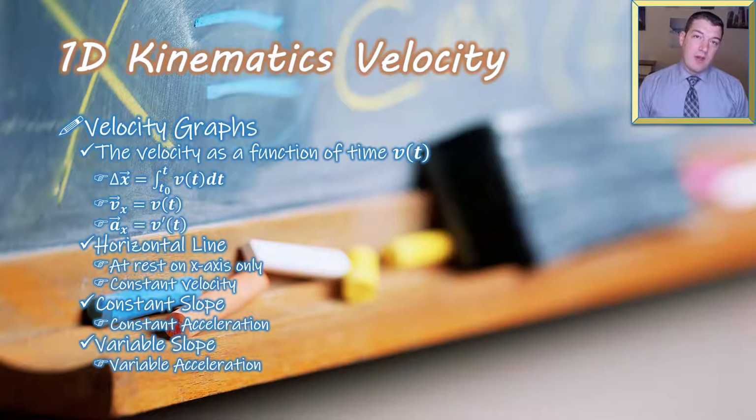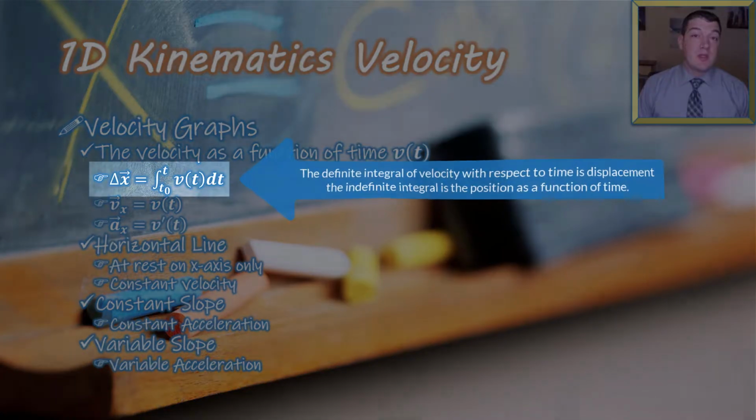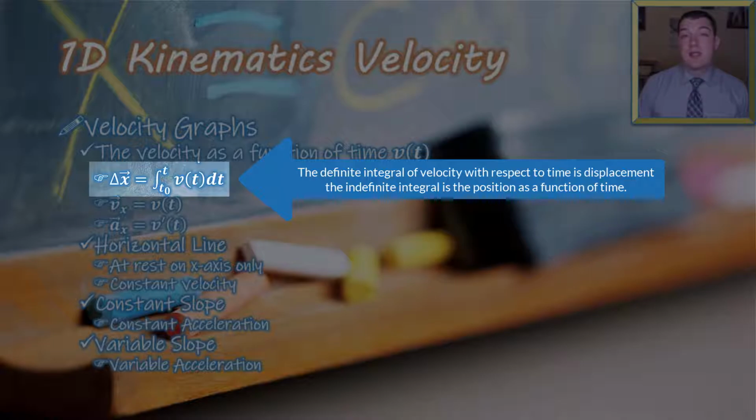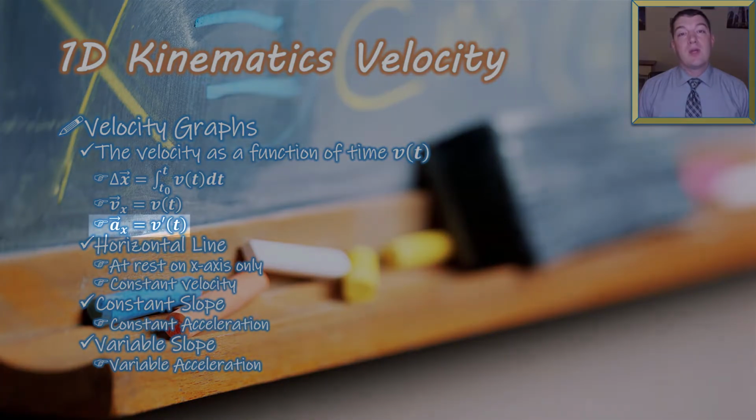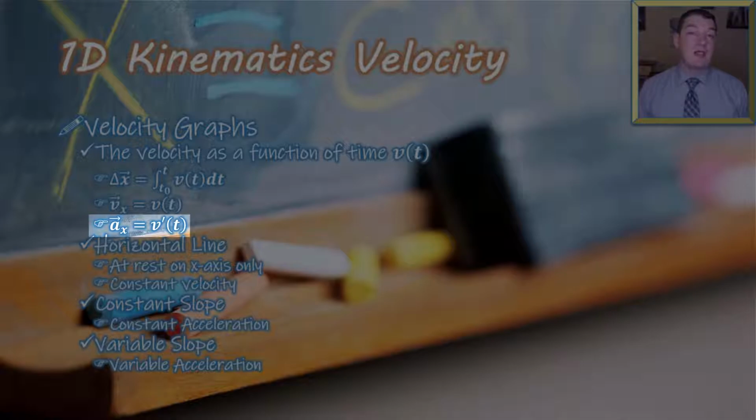When you think about velocity, there's a couple of things that should automatically come to mind. The displacement is the integral of velocity with respect to time. It works out that the integral is the antiderivative, so it makes sense that if the derivative goes one direction, the antiderivative would take you in the opposite. Acceleration is the derivative of your velocity with respect to time.